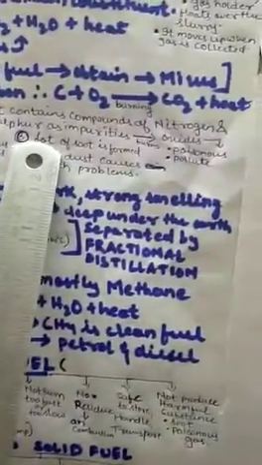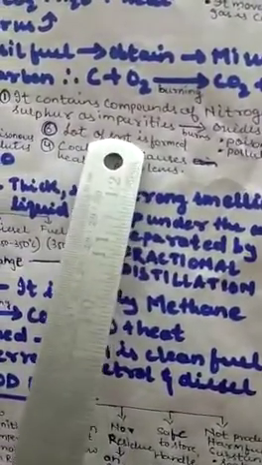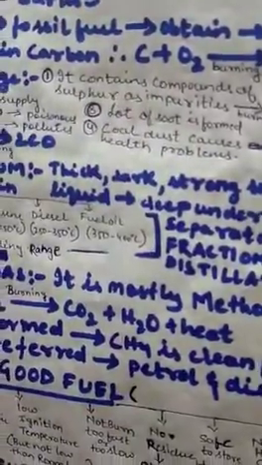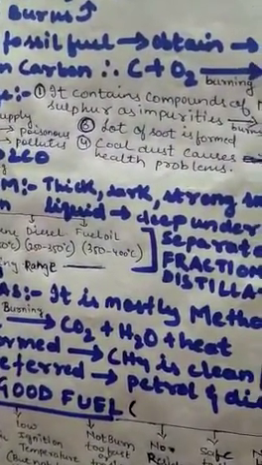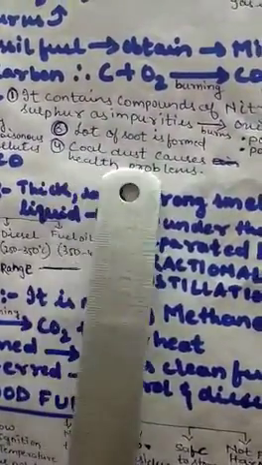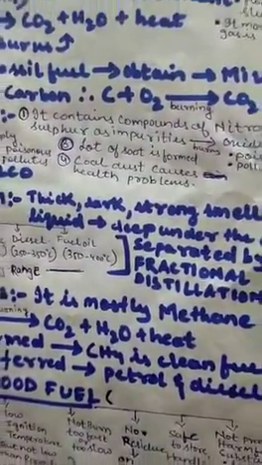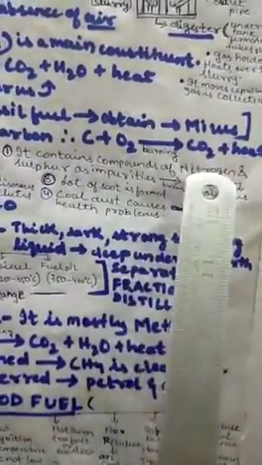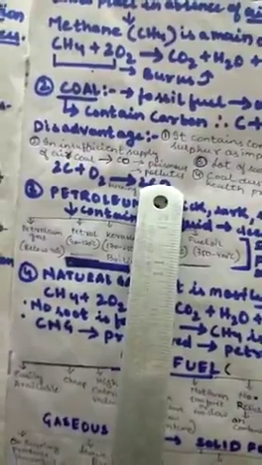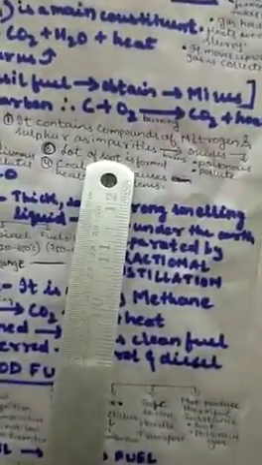Third, it produces lots of soot. Soot is a black colored substance which is produced. This soot is very dangerous for the health of human beings. Coal dust which is obtained causes various health problems. So these are the disadvantages. Number one, nitrogen and sulfur are impurities which produce oxides that are poisonous in nature. Next, unburnt carbon produces carbon monoxide, poisonous and pollutes the environment. Third, it produces soot.